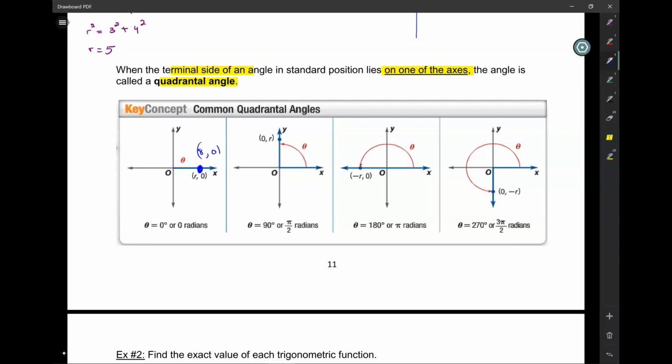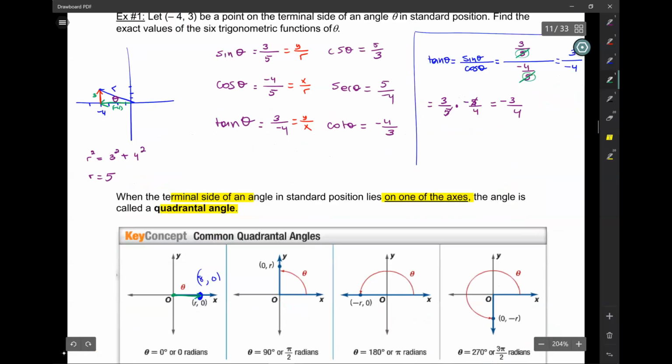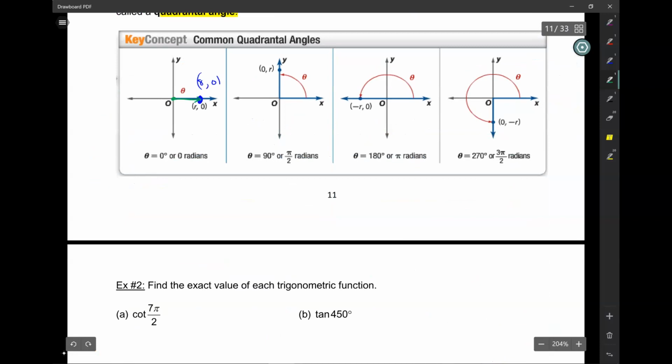Now, if that was 8, 0, what did I say the radius was? The radius is the distance from the origin to that point, right? That's what the radius was here, the distance from the origin to that point. How big is the radius here? 8.